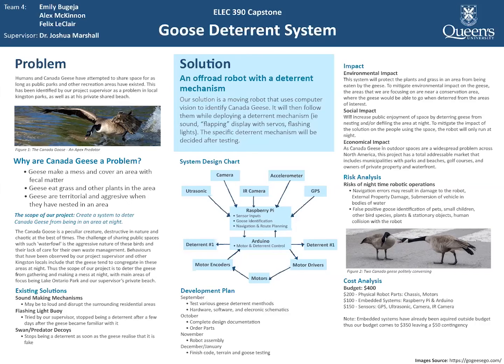From our supervisor and other users of spaces that are affected by Canada geese populations, the geese primarily make their nests when they have access to an area at night. Thus, the scope of our project is to deter Canada geese from being in an area at night. The areas that we are focusing on for the sake of this capstone project will be a grassy area in Lake Ontario Park, as well as our supervisor's beach.